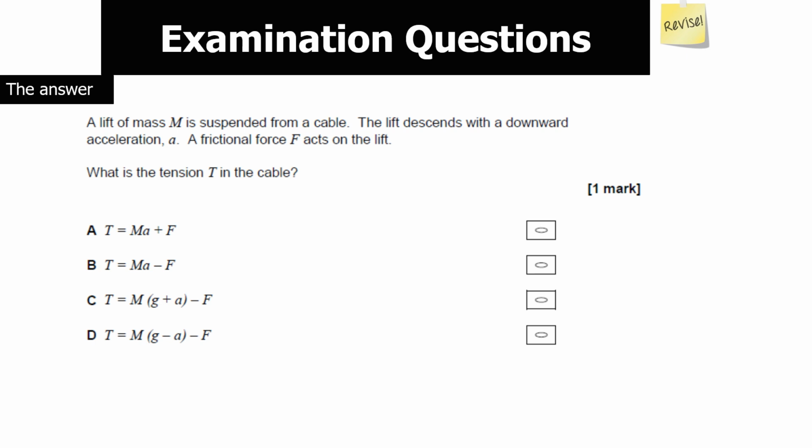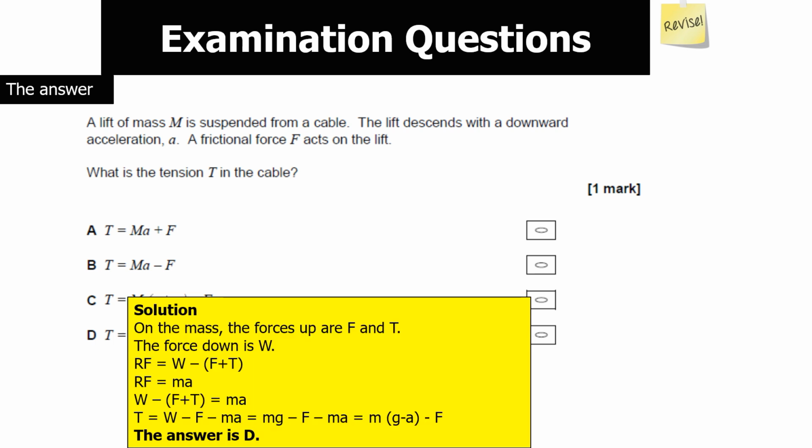Right, so in this particular question, how would you answer it? Well, on the mass, the forces up are F and T added together, and the force down is W, the weight. So we can say the resultant force is W minus (F plus T), the difference between the two forces. But the resultant force, as we know from Newton's second law, is always equal to ma. So we can equate the two, and rearrange and say T equals W minus F minus ma. W is equal to mg, so it's mg minus F minus ma. So we can then factorize the m out to say m times (g minus a) in the brackets minus F, so our answer is D.